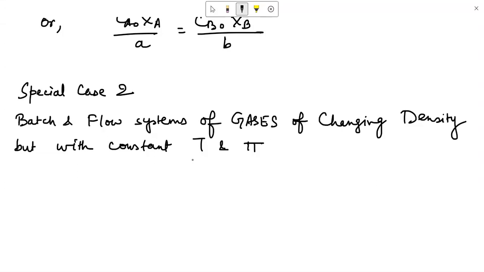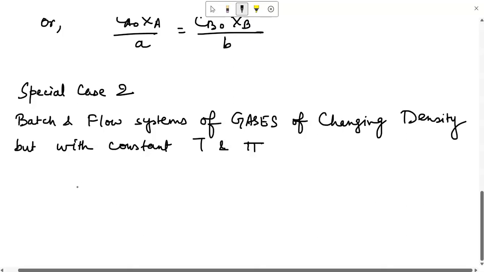Another requirement of this kind of reaction is that the volume of the fluid element changes linearly with conversion, that is V equals V0 multiplied by (1 plus epsilon A XA). Now epsilon A, you know, is the volume ratio, XA is the conversion, V0 is the initial volume and V is the final volume. So there is a linear relationship between the initial and the final volume within the reactor.